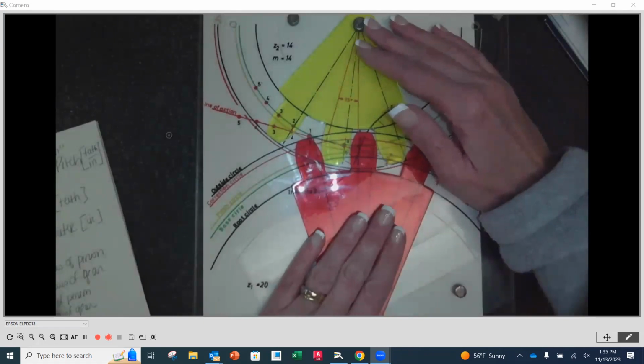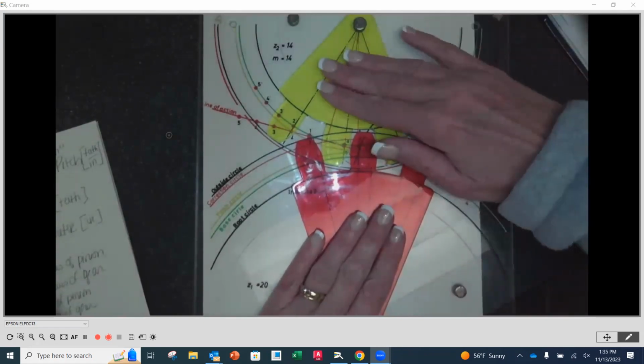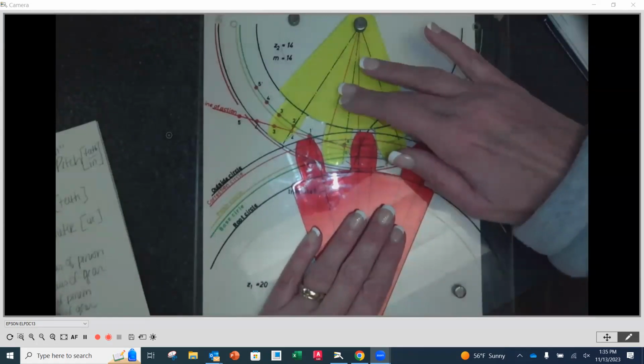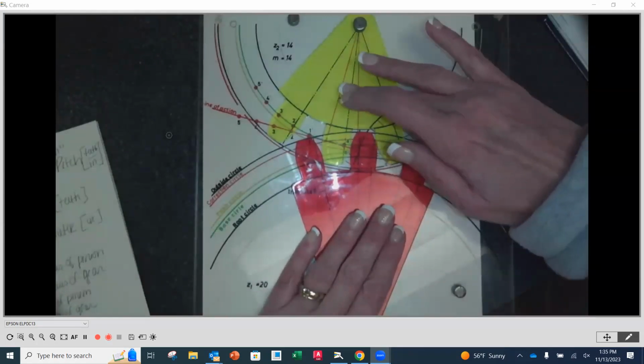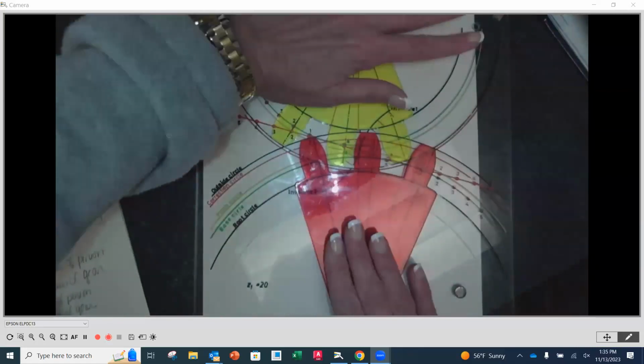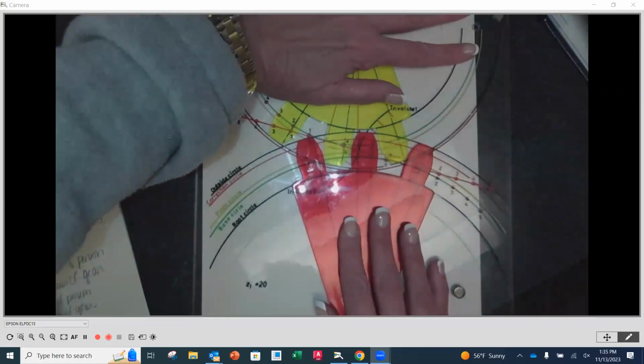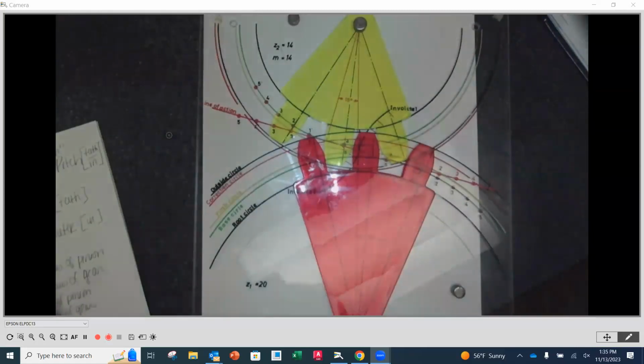So if I hold my red gear down here and rock this back and forth, hopefully you can hear or see that the yellow one can move back and forth. Or I can hold the yellow one, and you can see this red one go back and forth. And that gap in there is intentional.